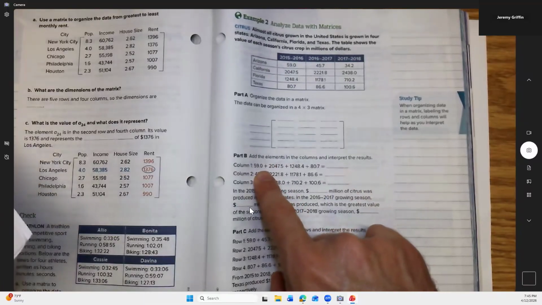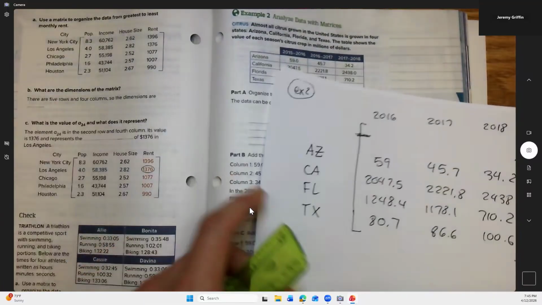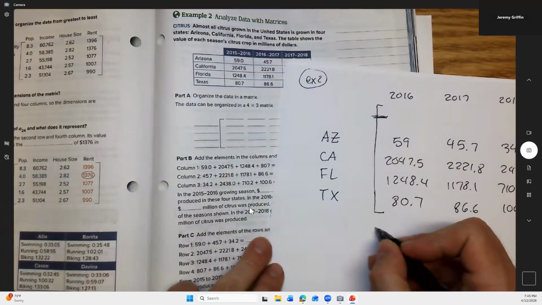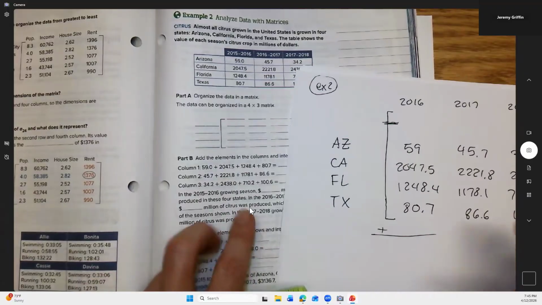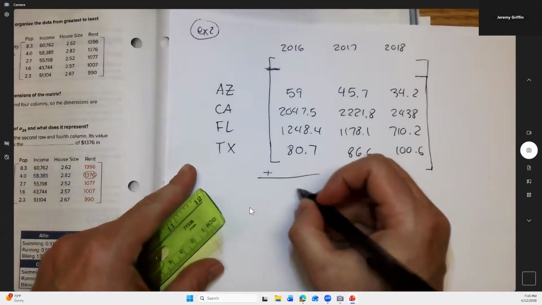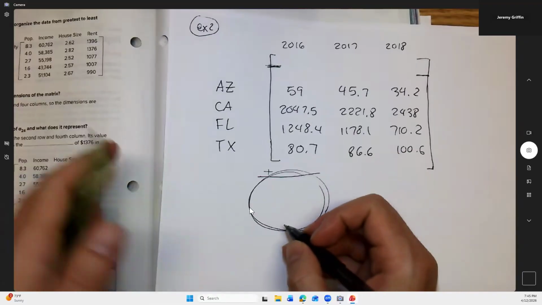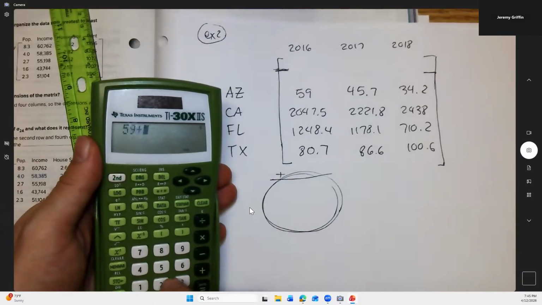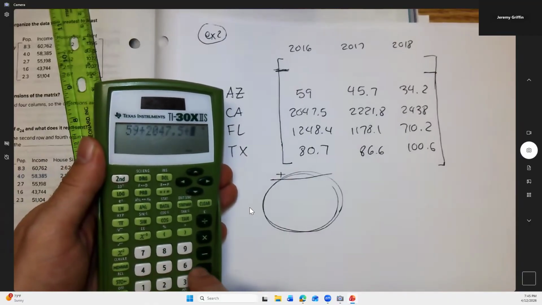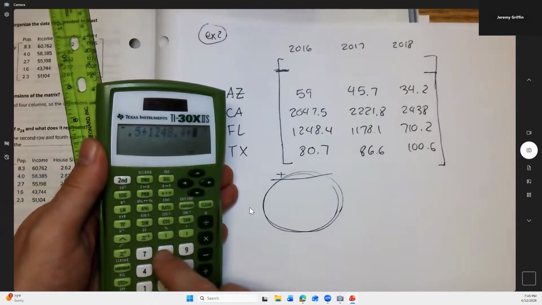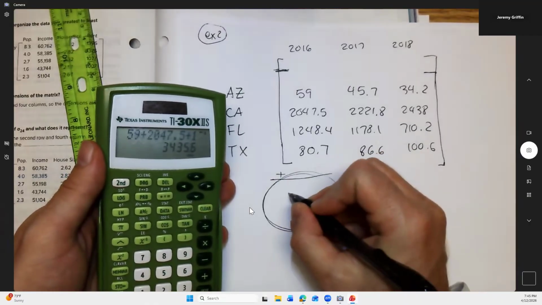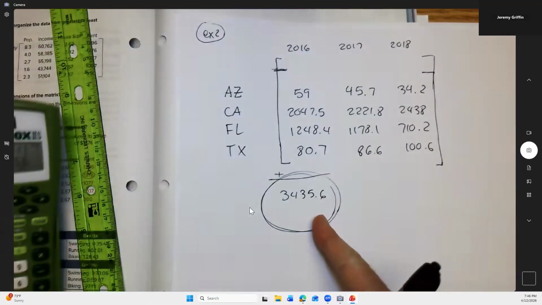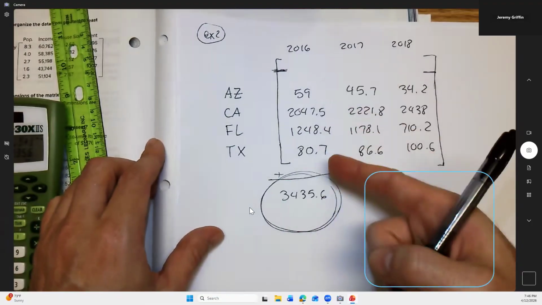So column 1, they're saying if you add these 4 numbers together, okay, which looks like, yeah, there's column 1, right? So if you were to add these 4 numbers together, what this total represents, here, I'll go ahead and get a number. Right, 59 plus 20, 47.5 plus 12, 48.4, 87, right? So it comes out to 3,435.6. Right? What that represents is all the citrus that was grown in 2016.